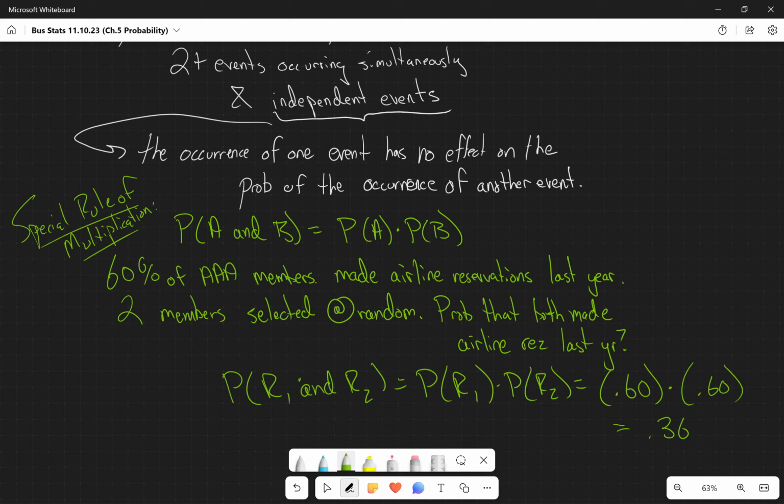Questions on the special rule of multiplication?